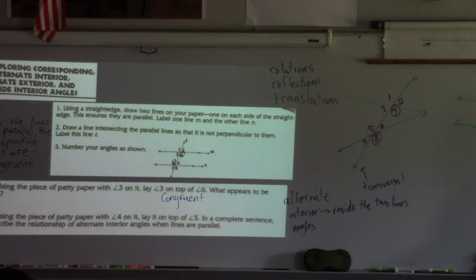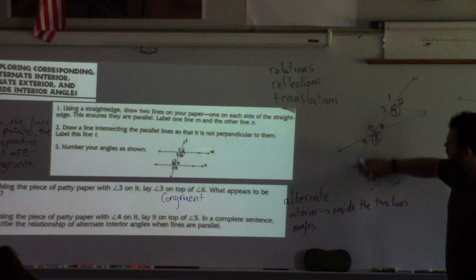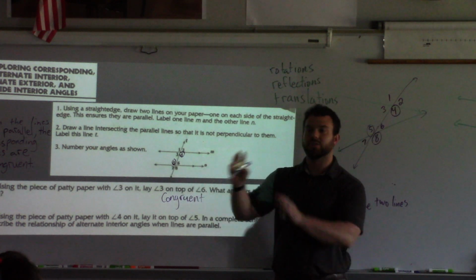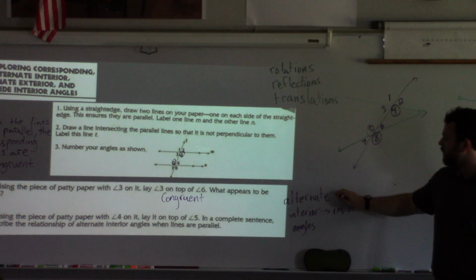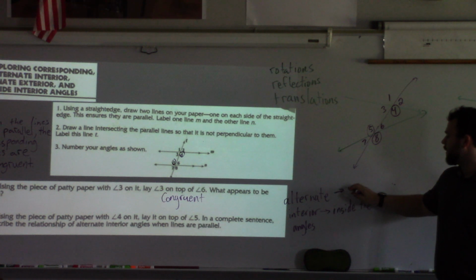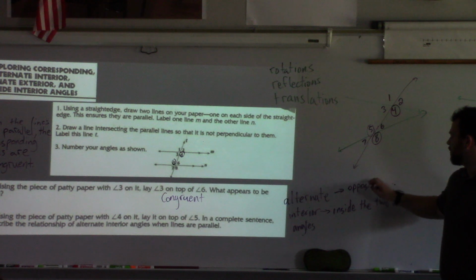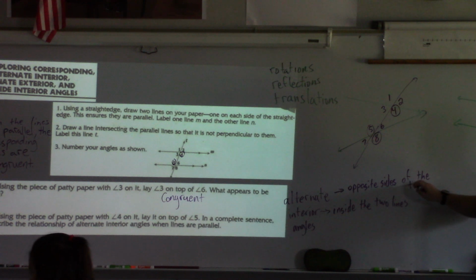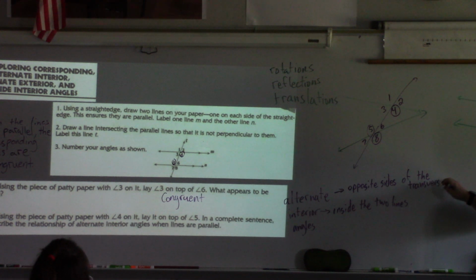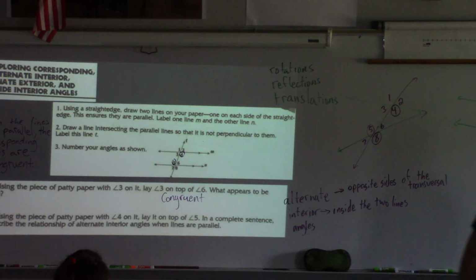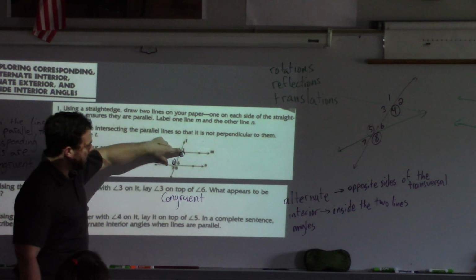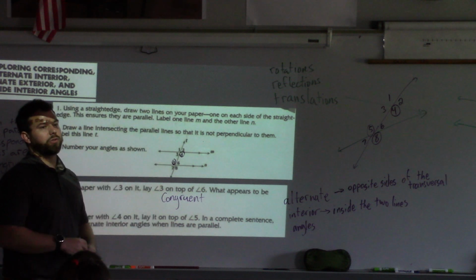It's just all these rules that we're coming up with. They have to be alternate interior. So interior means inside the two lines. What do we mean then by alternate? Opposite sides of the transversal. Perfect language. We want to recognize that what we mean by alternate is opposite sides of the transversal. So alternate interior means inside the parallel lines on opposite sides of the transversal.